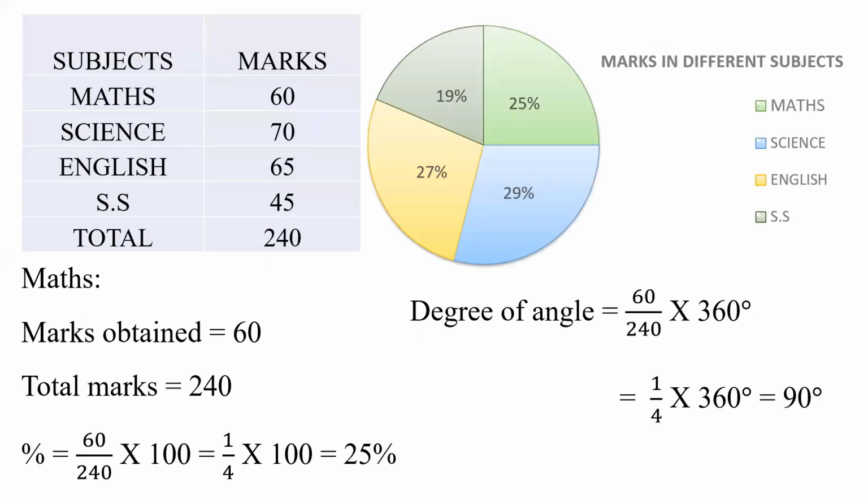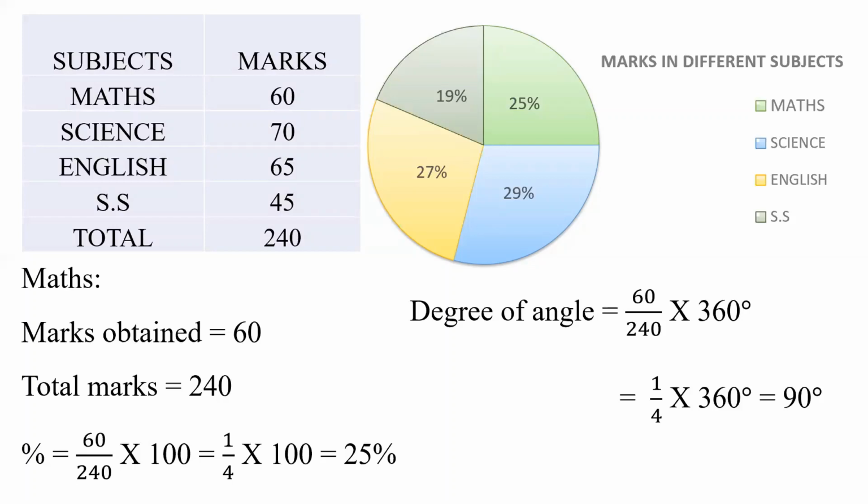Let's see the example. Here you are given subjects and marks obtained by students in four different subjects, and for the same we have to represent the pie chart. So first we are going to convert each subject's marks into percentage and degrees, and then we are going to draw a pie chart.